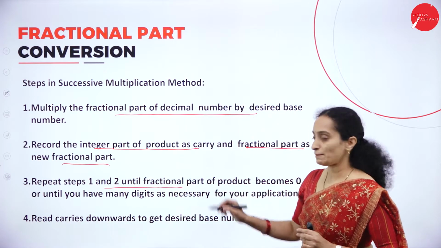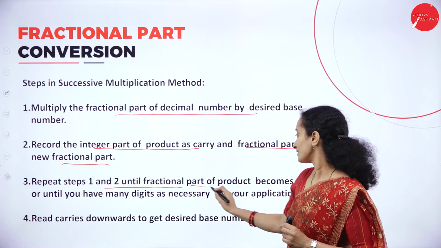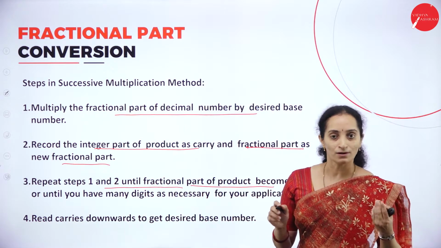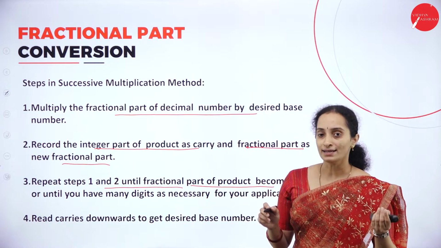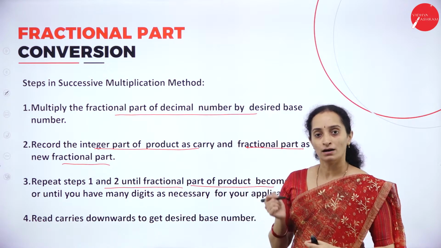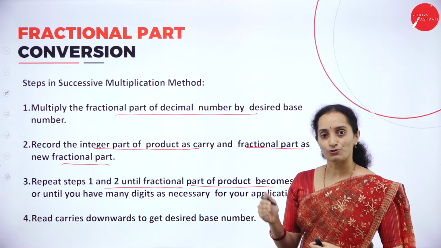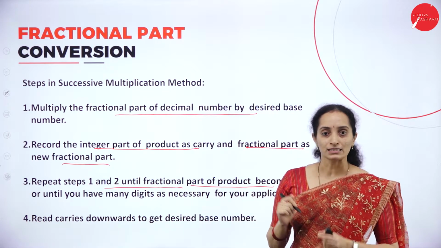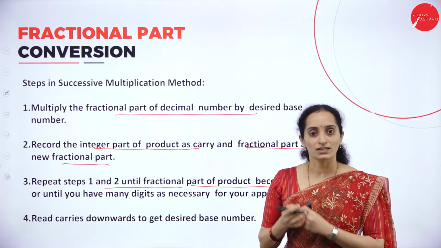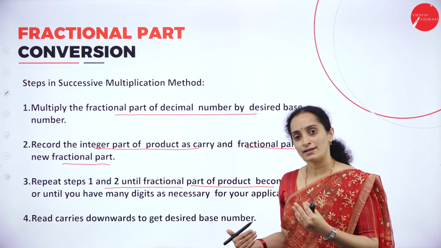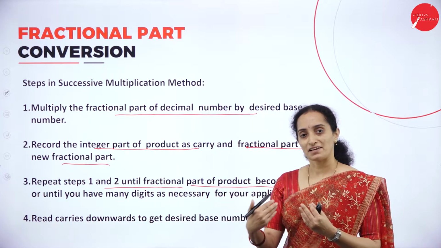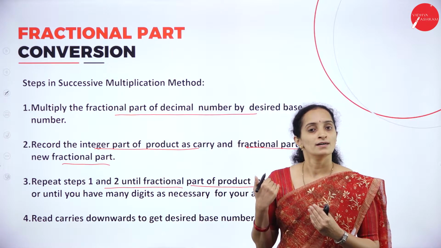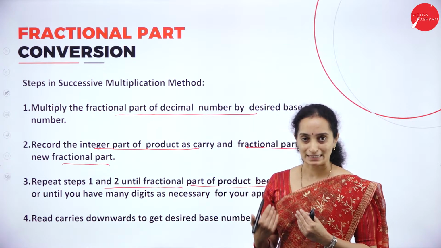Repeat both the steps until the fractional part of the product becomes 0. It has to become 0, or it will become 0. Until then, we have to find the product. Or in most cases, 0 will not be attainable. We cannot attain 0 even if we continue until infinity. Infinite times if you multiply, you will still not get 0 as the product.